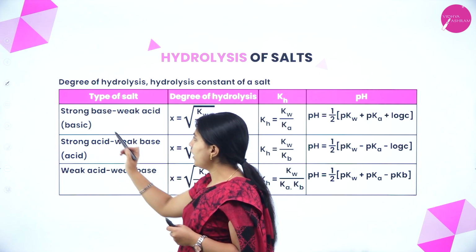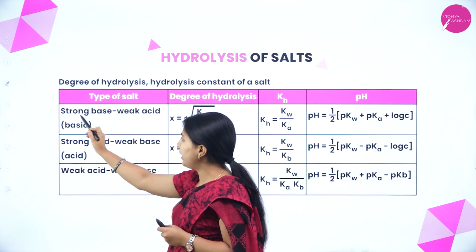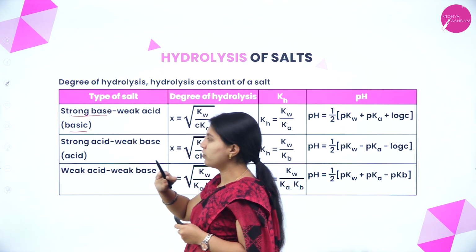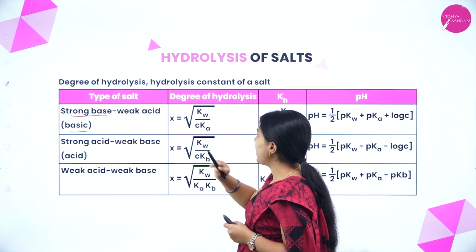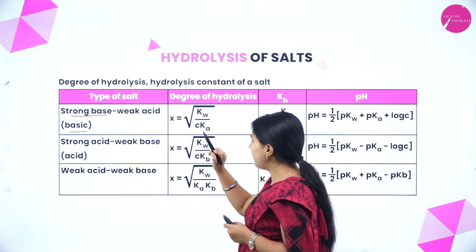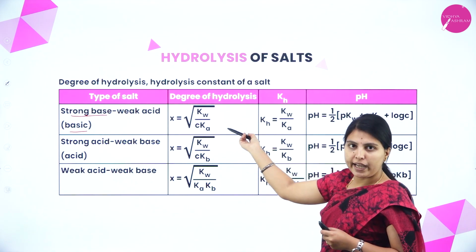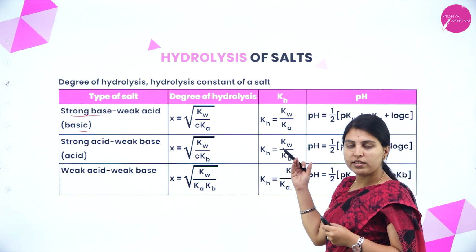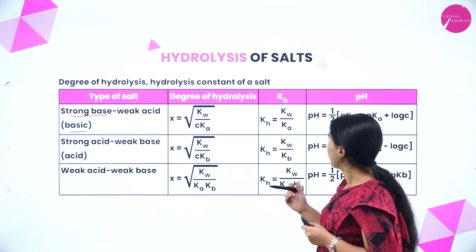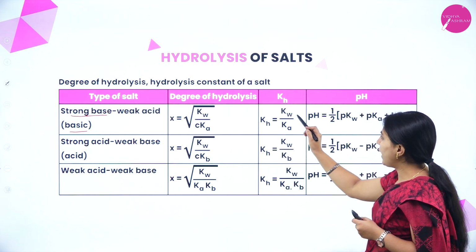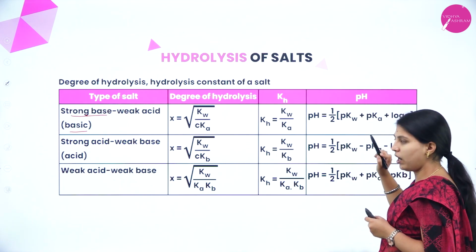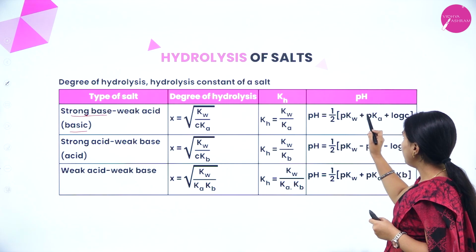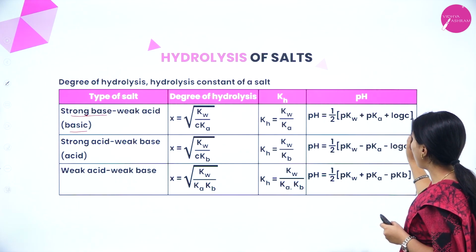What are they checking? Strong base, weak acid. If it is a strong base, a basic salt can be expected. Here the degree of hydrolysis x equals root of Kw by C into Ka. Here the dissociation constant you can also observe. Here Kh equals Kw by Ka. pH will be equal to half into pKw plus pKa plus log C.